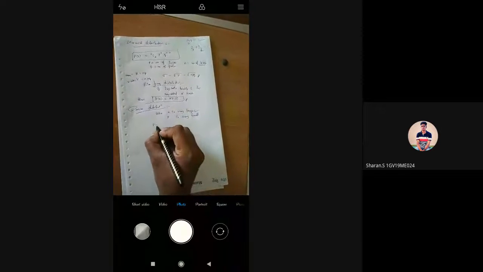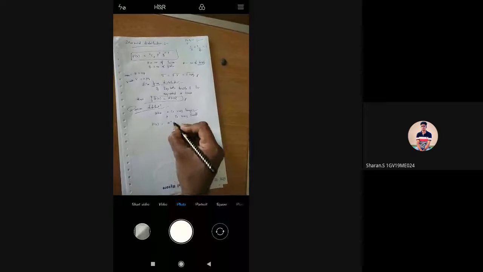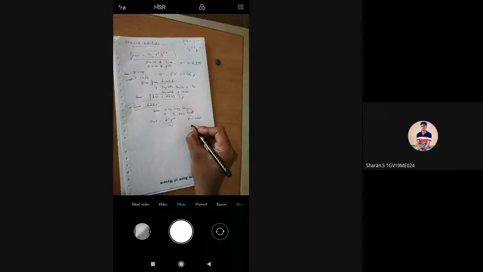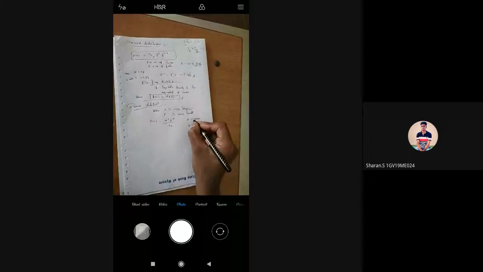So P of x is m power x into e power minus m divided by x factorial, where mu denotes the mean. So what does this m mean? m is nothing but the mean itself.